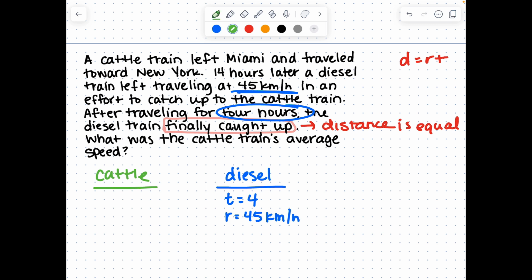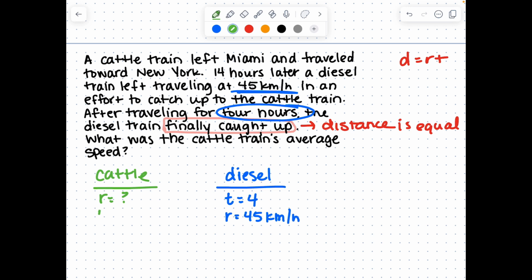Now the cattle train we have to think a little more about. Obviously, if they're asking us what was the cattle train's average speed, our rate is, we don't know. We can just put an X or a question mark, or we'll leave it R or something. We don't know how fast the cattle train's going.